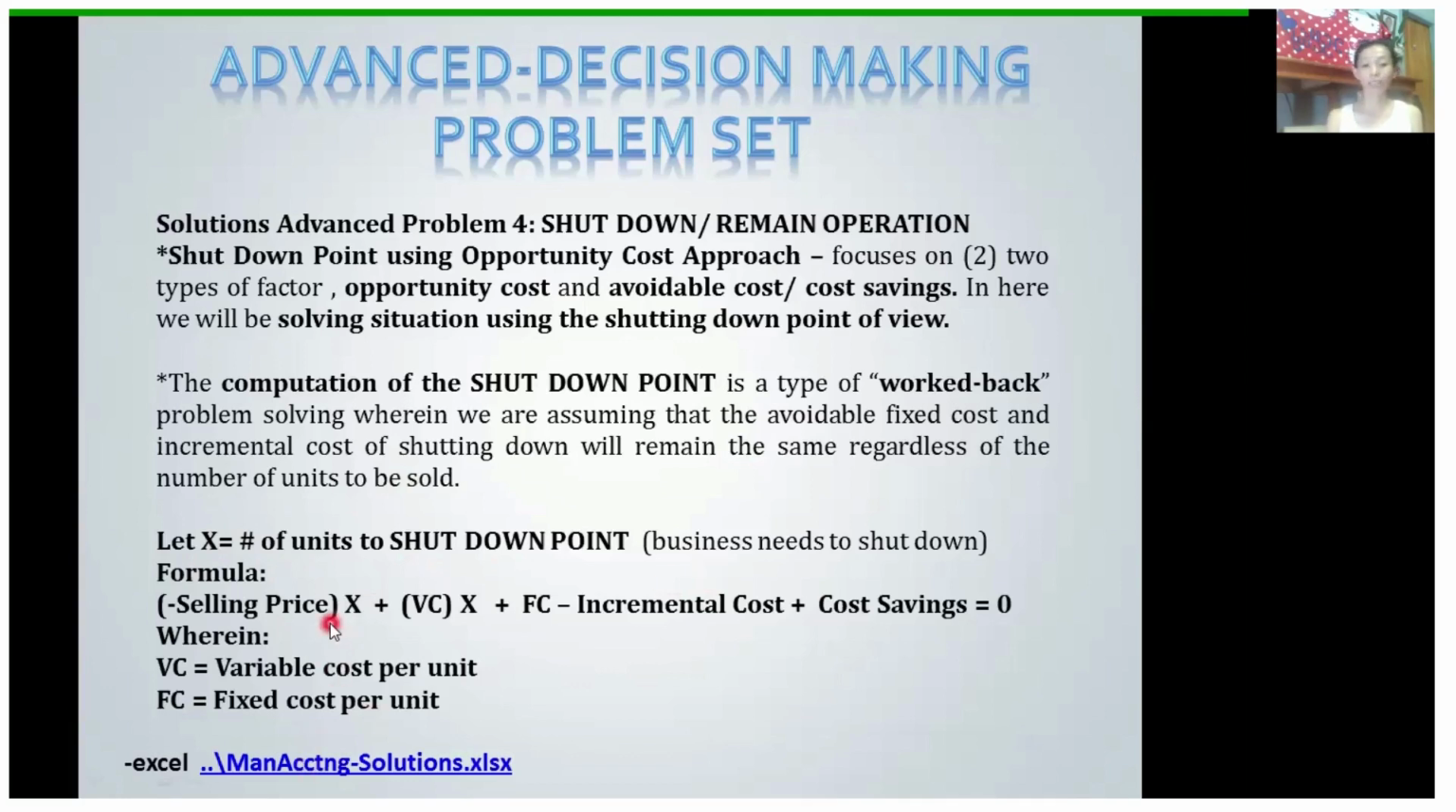So the formula is negative selling price times X, which is the number of units, plus variable cost times X, plus fixed cost minus incremental cost plus cost savings is equal to 0. VC is the variable cost per unit and FC is the fixed cost per unit. So let's go with a solution for this.